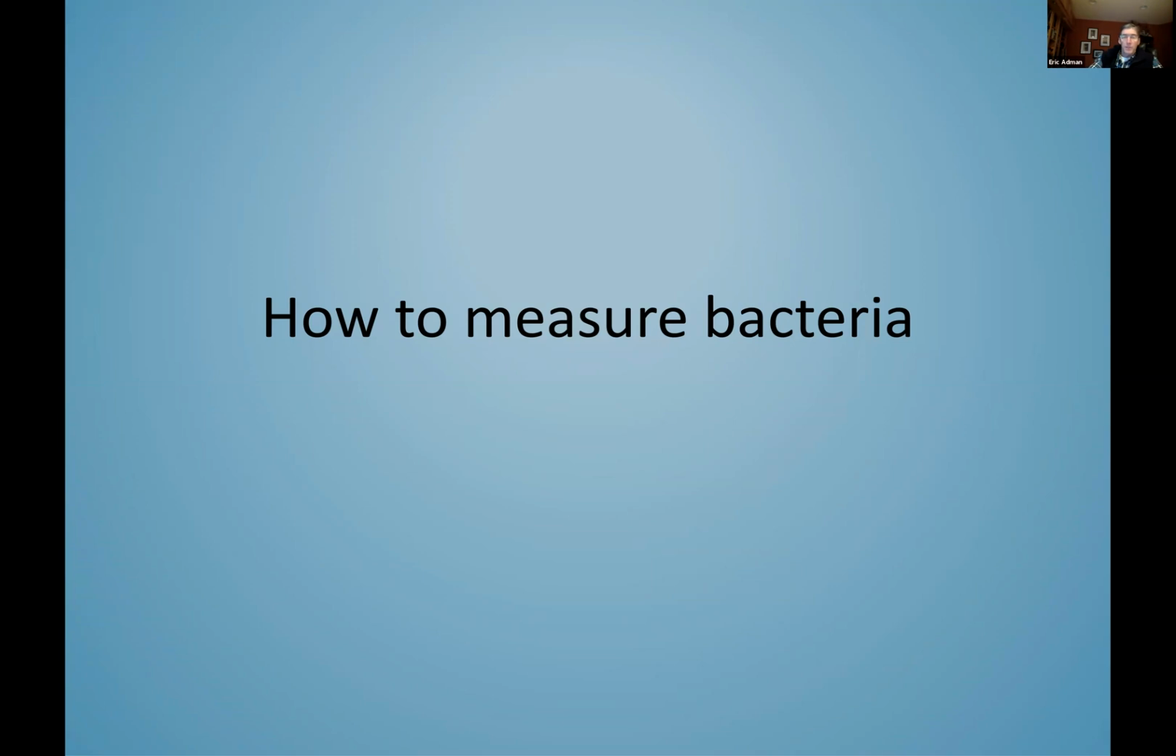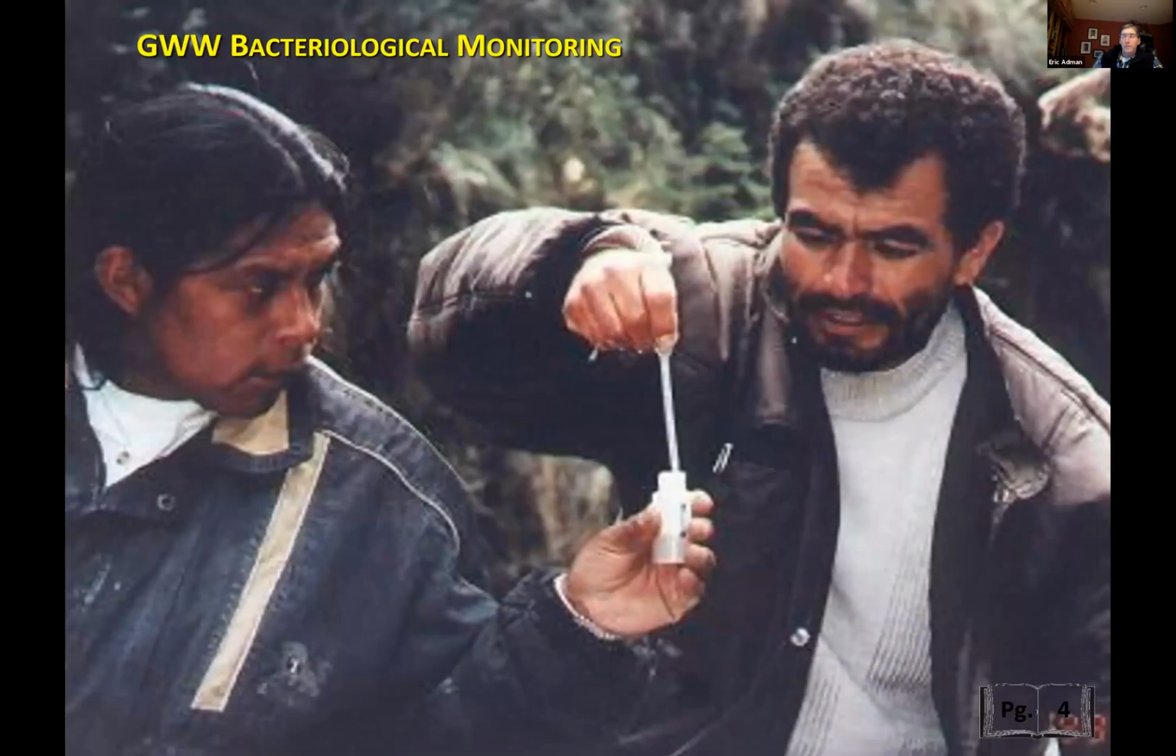Okay, so we've talked about some sources of bacteria. Now we're going to talk about how you measure the bacteria. The Global Waterwatch technique uses some simple basic techniques and principles. The principle is do it the same way, at the same place and the same time. So you may collect at a given site monthly.